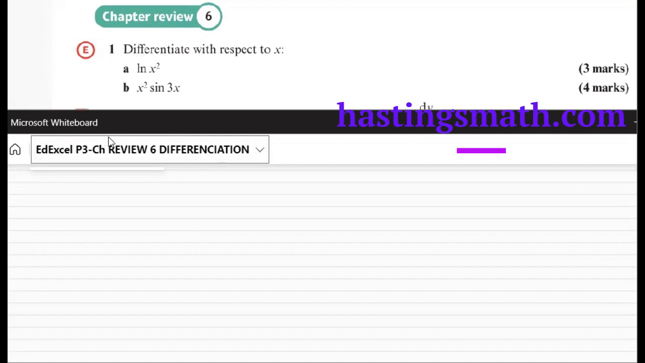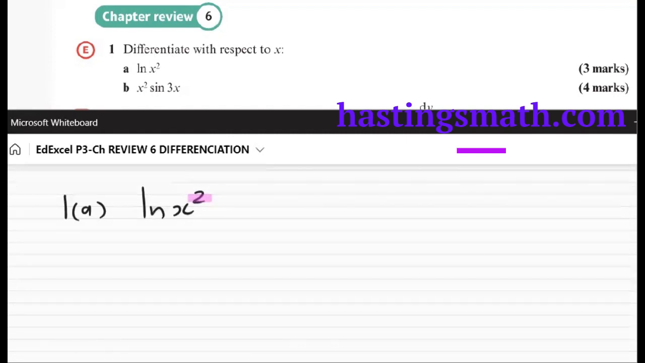So, okay, let's look at these first two here. Number 1a just asks to differentiate. Anything with a ln in, how do you differentiate anything with ln, natural logs? Well, the first thing I would do with this is just to notice that this 2, by log laws, can just go over here. Okay, so this is equal to this.